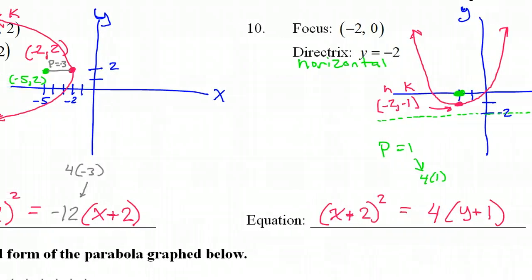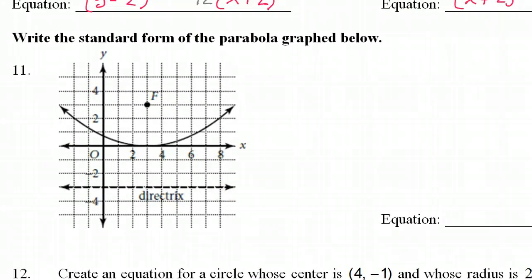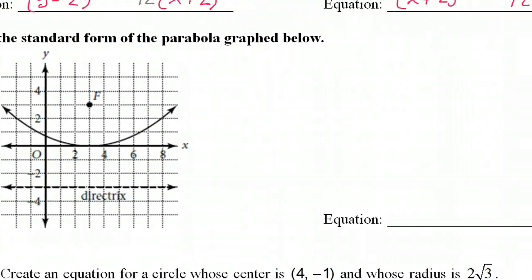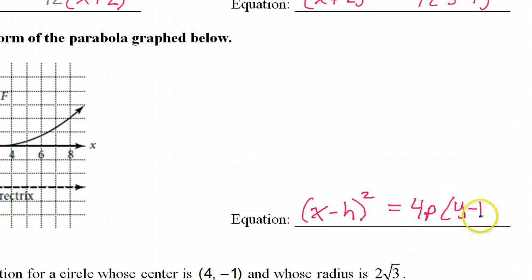Okay, let's move on to number 11. This time they were nice enough to give us the sketch, so we don't have to make our own sketch. So that should make this pretty easy to do. This is an upward facing parabola, so that tells us that we will be using the x squared version of the parabola model. So (x minus h) squared is equal to 4p times (y minus k).